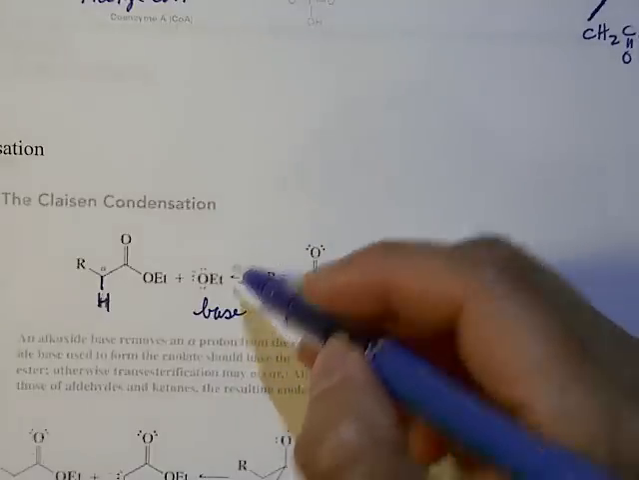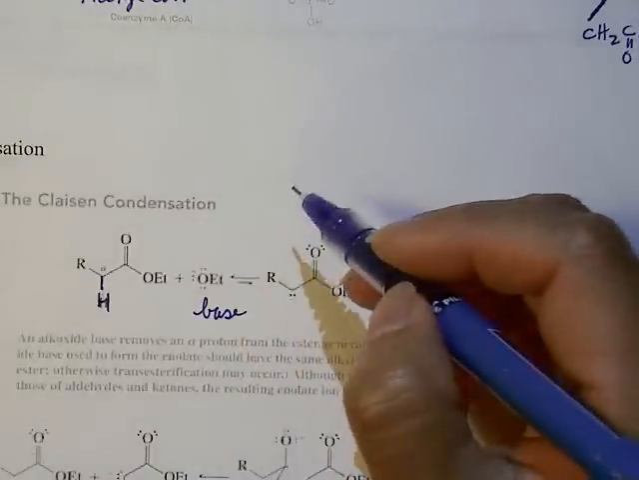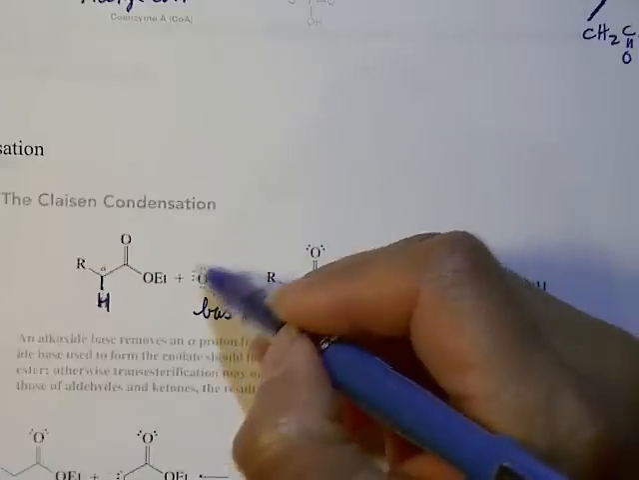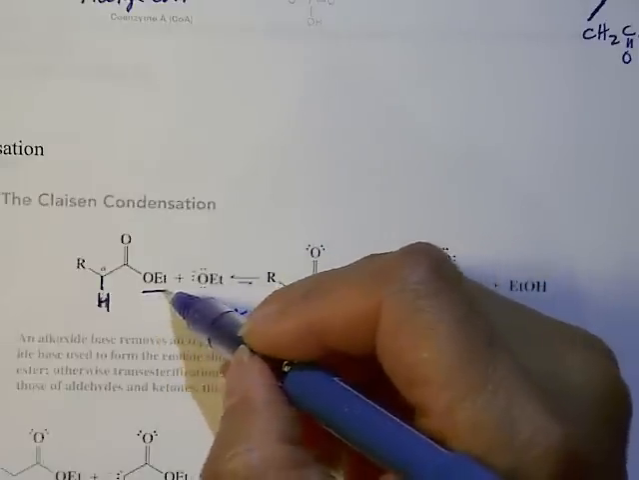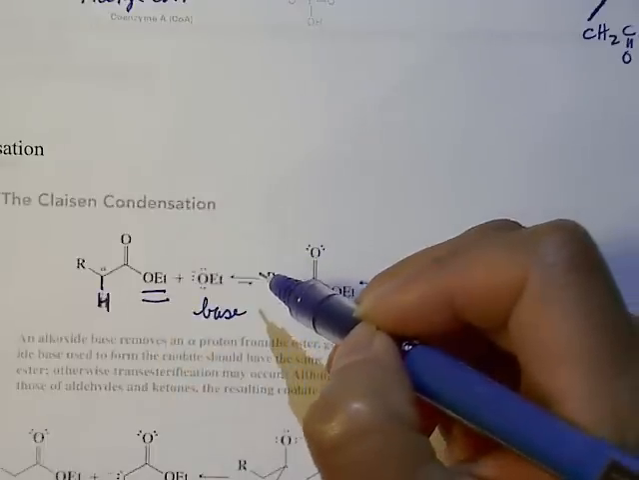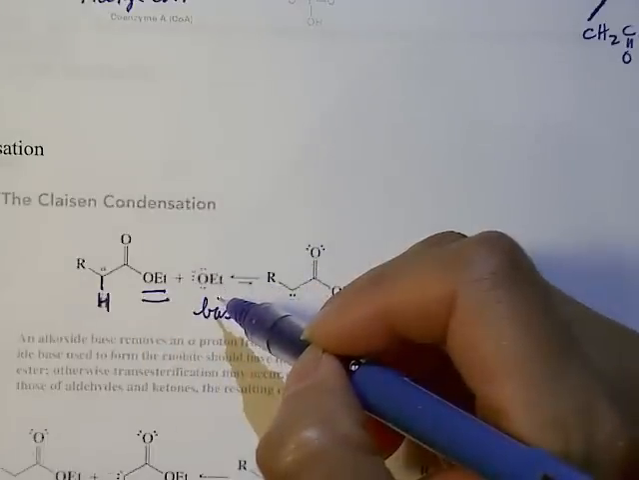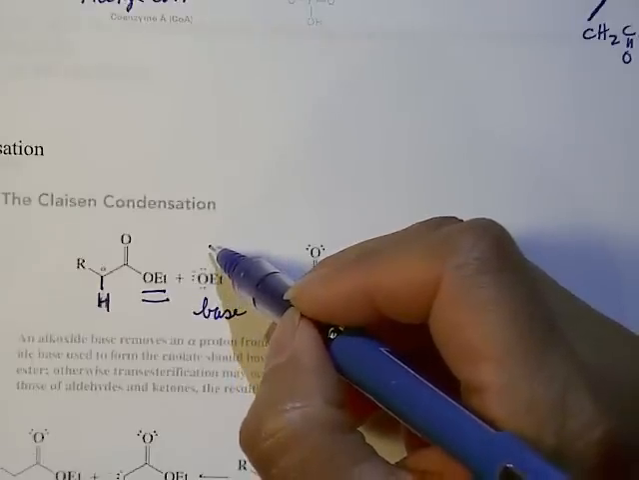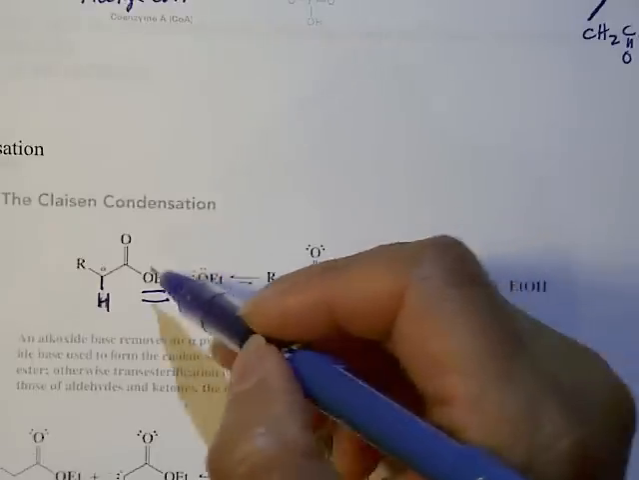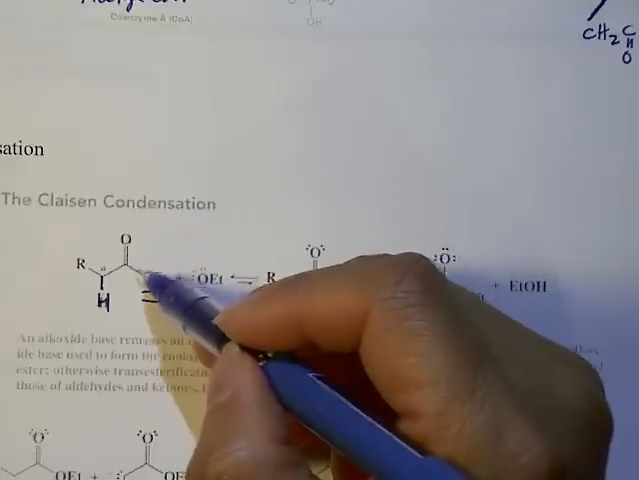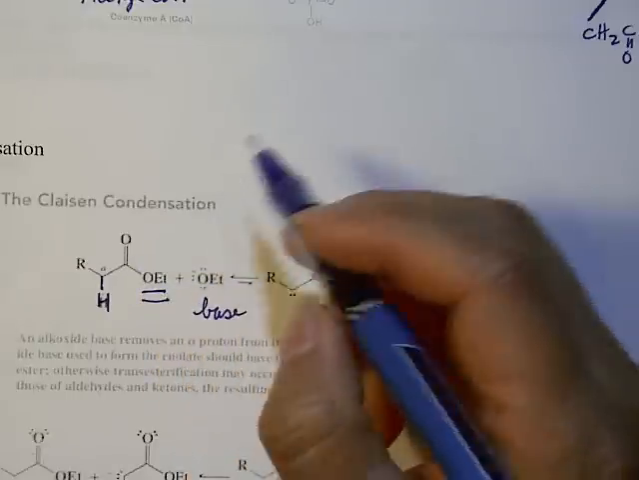So instead, you react with an alkoxide like this. And the alkoxide that you want to use is the same as the ester alkoxide, so that even if esterification happens, you don't get a trans-esterification. Like if you react this with a methoxide, then some of this would turn into a methyl ester instead of an ethyl ester.